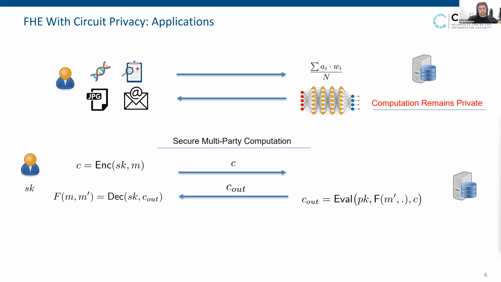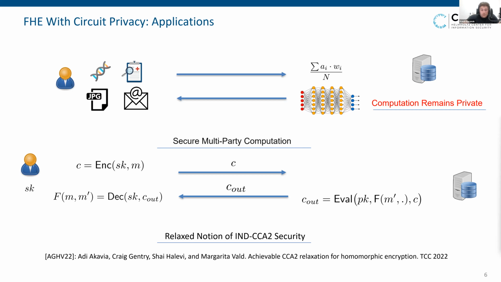But to summarize, we get semi-honest secure two-party computation, that is, we can compute any function without revealing the inputs of both parties, or we can even hide the function F that is computed by the server. So what else do you want? And interestingly, some recent works showed that circuit private FHE gives you FHE that satisfies some relaxed variants of CCA2 security. So that's something to check out.